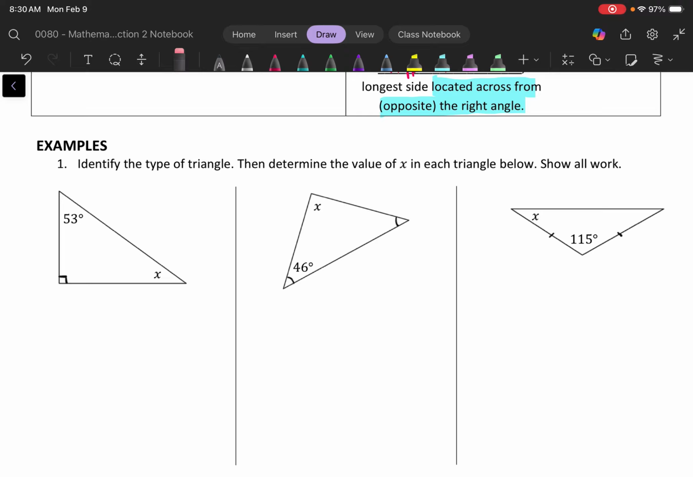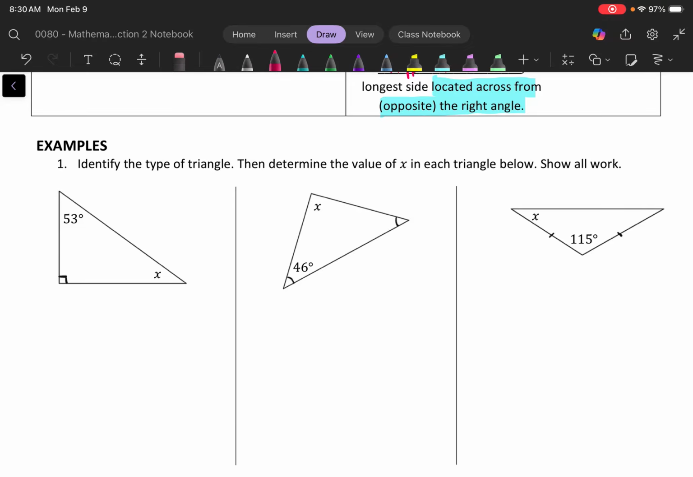Okay? Now, before we do these together, I want you to pause the video and try to identify the type of triangle in these 3 pictures. So is it equilateral? Is it isosceles? Is it scalene? Is it also a right triangle? That's what I'd like you to figure out. Okay? Go. And welcome back.